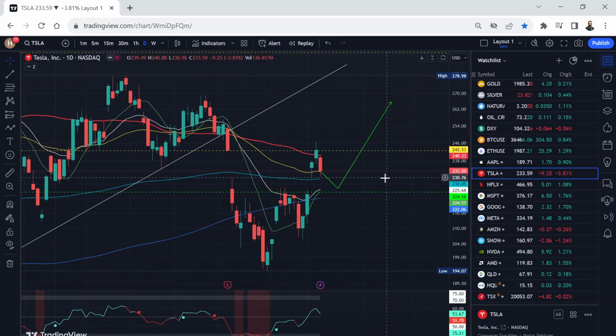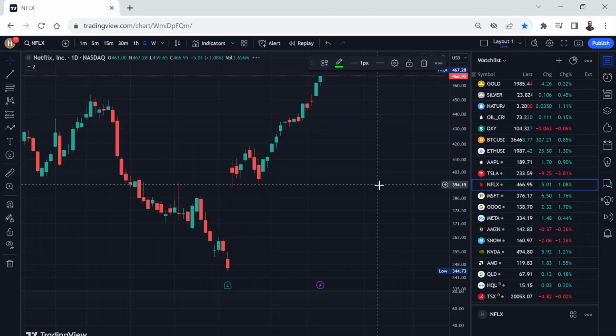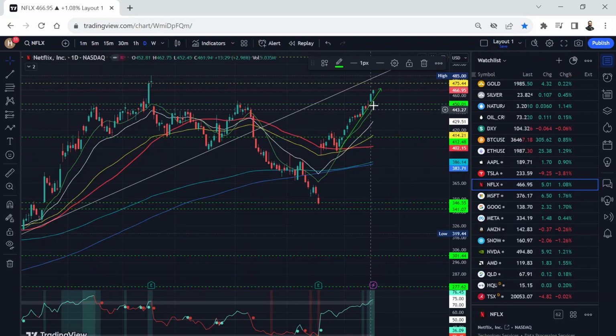Tesla down 3.8%, but finding support on this 50 EMA. Now gap down. There's another gap here. I don't know if it's going to go straight up to fill this gap or come down. If it comes down to fill this gap around 224, look to buy. Netflix, just keep going higher. This next target is 475, so looking for new highs.